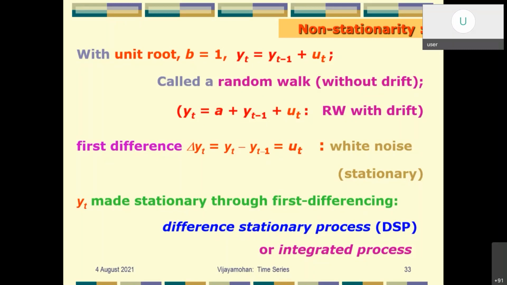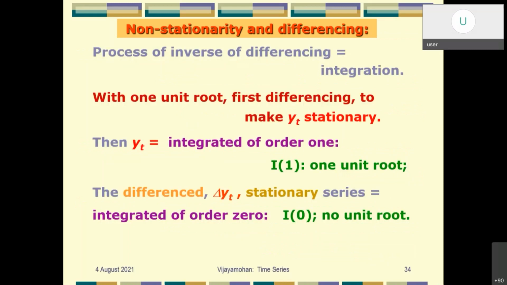It is called an integrated process because from the differenced series, we can come back to the original series through summation. So if we add yt minus 1 to delta yt, then we will get yt equals yt minus 1 plus ut. So that is the integration. So we can call the DSP process or the random walk also an integrated process. So now remember, a non-stationary variable in time series we call a random walk with or without drift, and it is also called a difference stationary process or integrated process. As I told you earlier, the inverse of differencing is integration. That is why this DSP is called an integrated process.